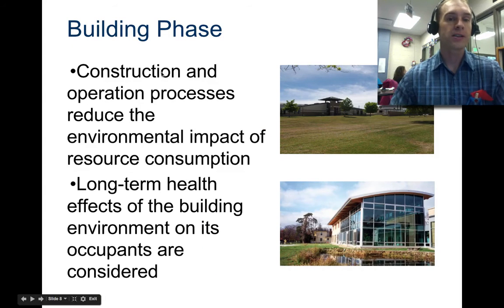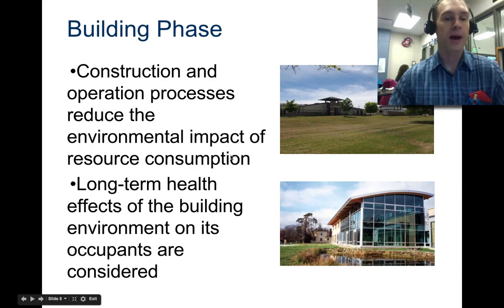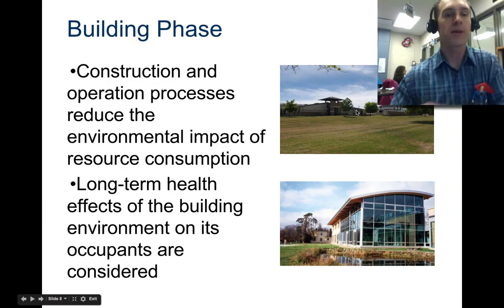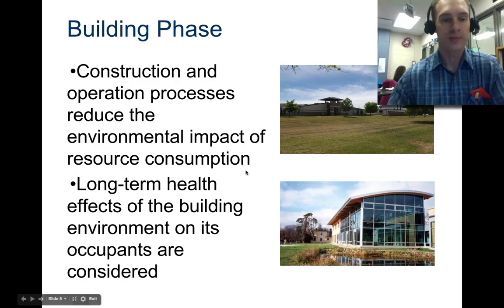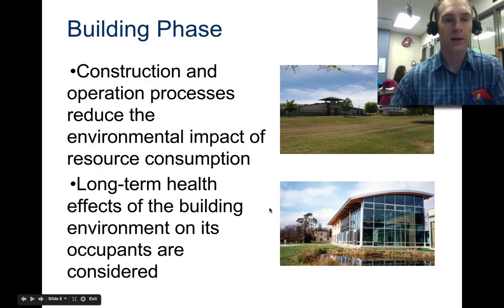In the building phase, the things considered are construction and operation processes to reduce the environmental impact of resource consumption. So as you're actually constructing this, it's really trying to make the building phase more efficient. And then long-term health effects of the building environment on its occupants are also considered. So you can see this one has a lot of natural light, and there's reasons for making a building appealing to the occupants as well, that we'll talk about in just a second.